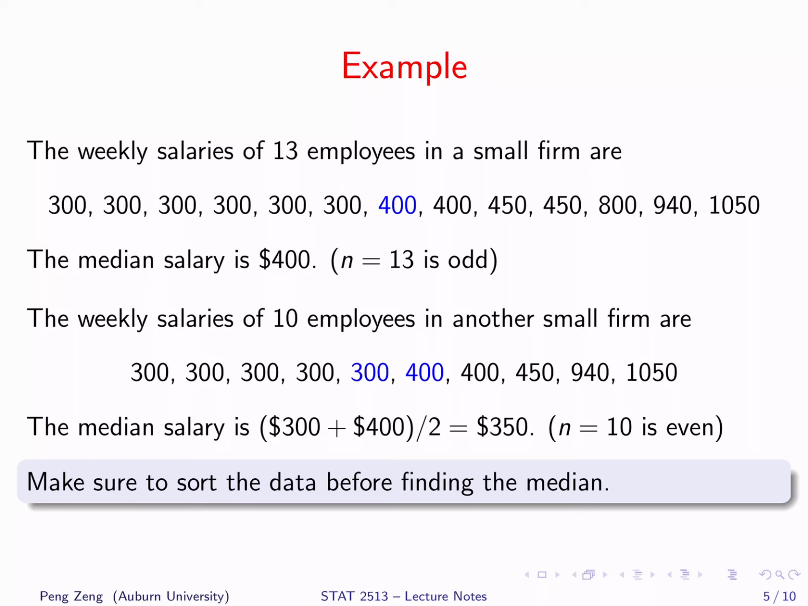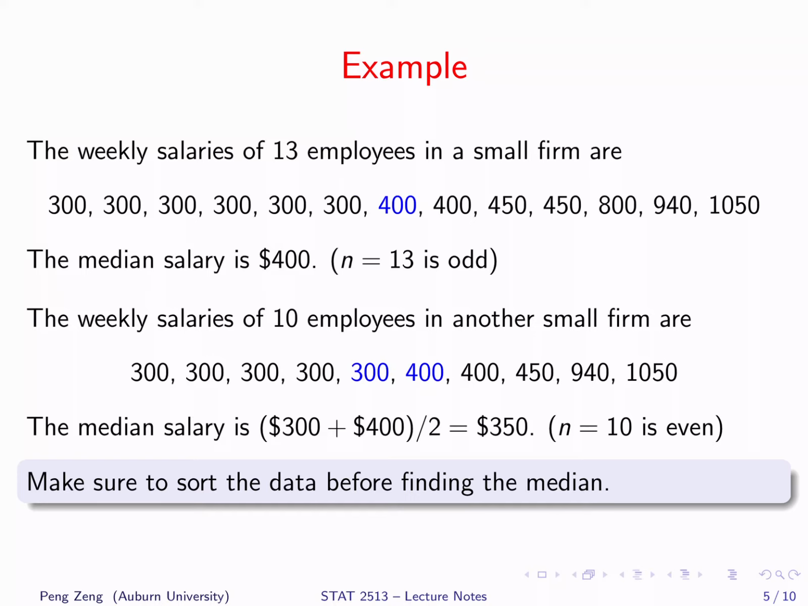Let's look at two examples. In the first example, the data contain weekly salaries of 13 employees in a small firm. The sample size is 13, and it's an odd number. Therefore, the median is exactly the seventh number in the list. Notice that the data has already been sorted. The seventh number is 400, which is highlighted in blue color. So the median salary is $400.